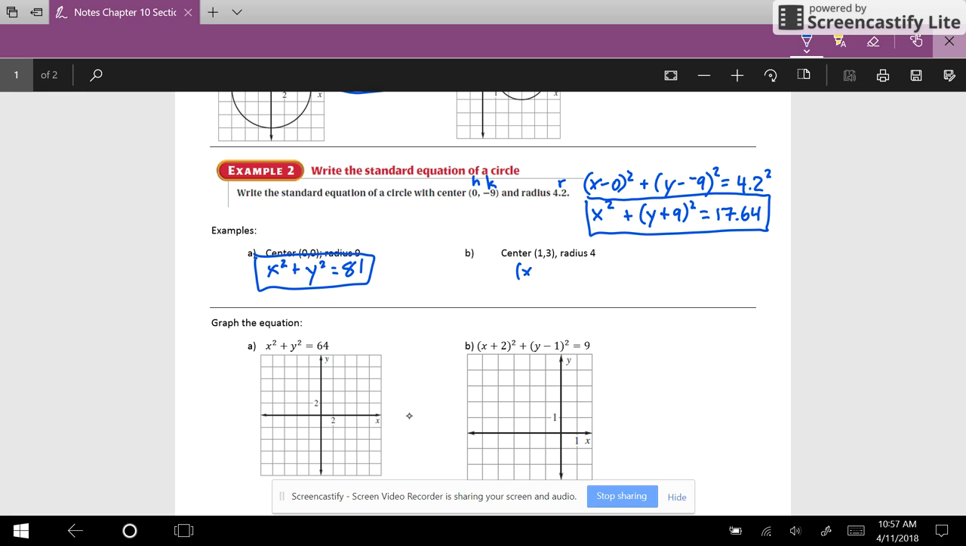If it's a positive 1, I'll have x minus 1 squared. Because of the positive 3, I'll have y minus 3 squared. The radius is 4. 4 squared is 16. So x minus 1 squared plus y minus 3 squared equals 16.